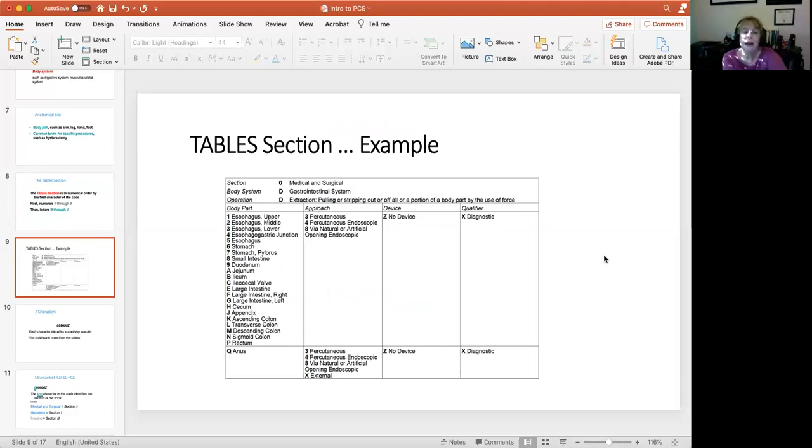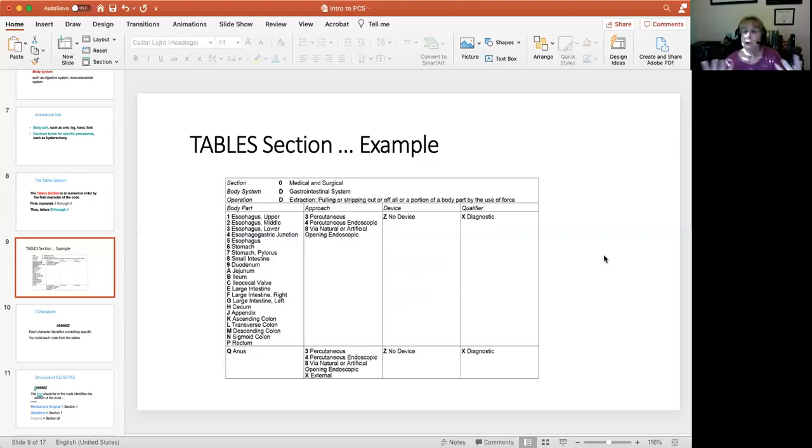So you get to a table. Can you all see this okay? Yes. Okay. The first line in the table is the section number. And that's 0 for medical and surgical, or it becomes a 1 for obstetrics. And then you get to the letter B for imaging. So each of them are like that, all right?